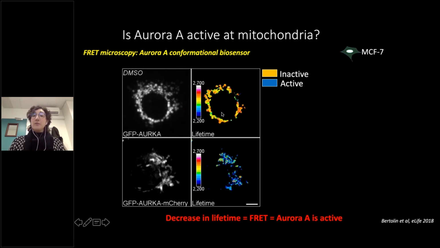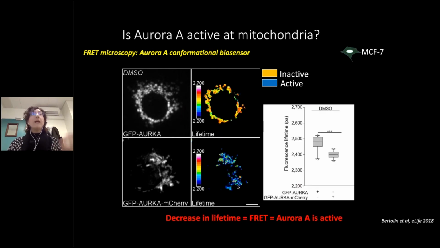And the pseudo-color scale helps you going through this image, because whatever is labeled in red or in yellow indicates an inactive Aurora A, so no FRET. And whatever is labeled in blue indicates an active Aurora A here at mitochondria. So where FRET is occurring and Aurora A is active. So this is calculated by analyzing the lifetime of fluorescence. So this is one of the multiple ways that we have to analyze FRET.